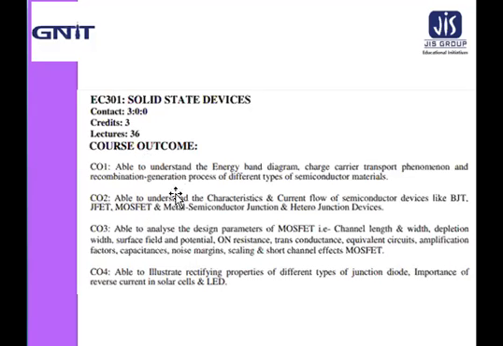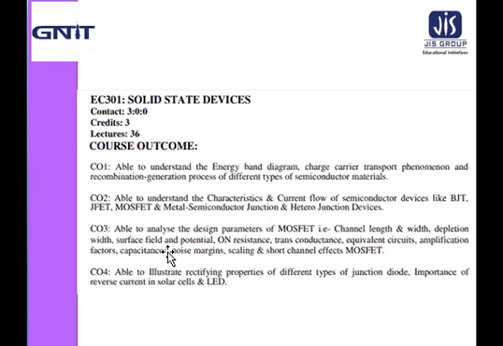First one is to be able to understand the energy band diagram, charge carrier transport phenomenon, and the recombination generation process of different types of semiconductor materials. Second course outcome is to be able to understand the characteristics and current flow of semiconductor devices like BJT, JFET, MOSFET, and metal semiconductor junction and heterojunction devices.